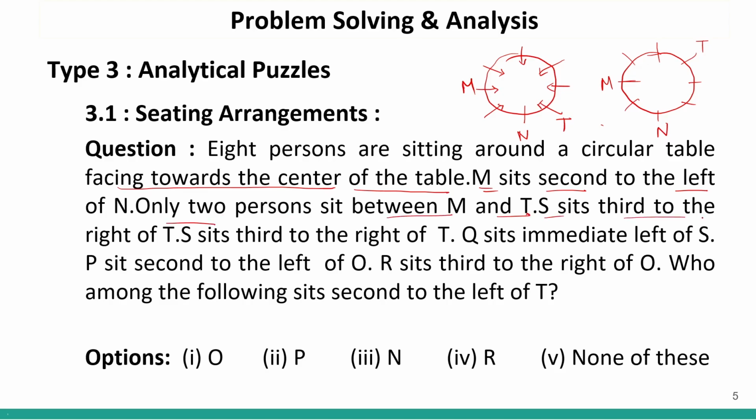Okay, only 2 people sit between M and T. Now, S sits third to the right of T. Third to the right. So right, 1, 2, 3. Third to the right, S will sit over here. Okay. Similarly, third to the right, 1, 2, 3, S will sit over here. Is it possible? No, because M is already sitting over here. So this diagram is not possible. So let us continue solving in this diagram. S sits third to the right of T.